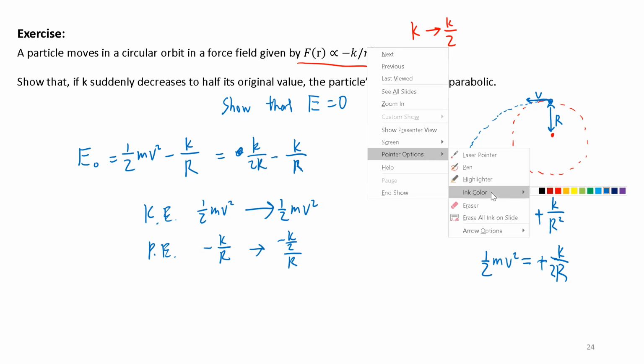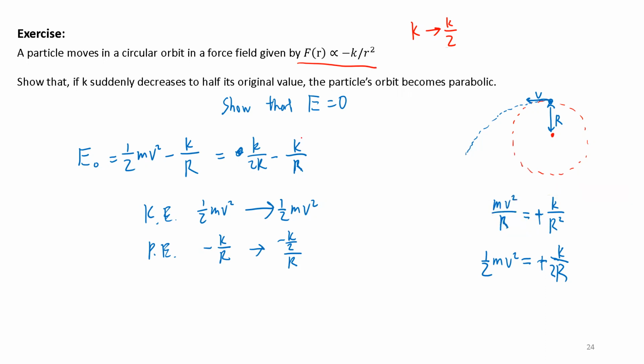So that is to say, this term over here suddenly becomes k divided by 2r. So then the E would be k divided by 2r minus k divided by 2r. Then that becomes 0. And that's why the trajectory will become a parabola.